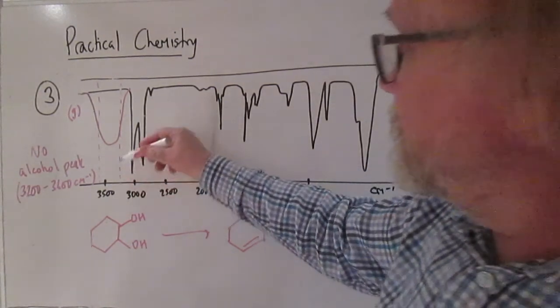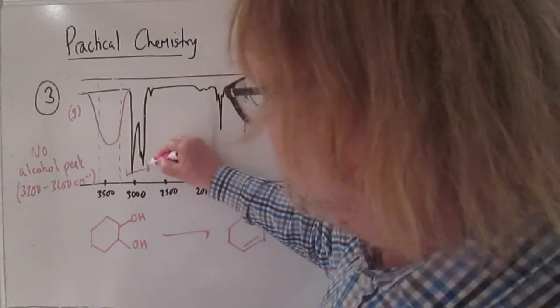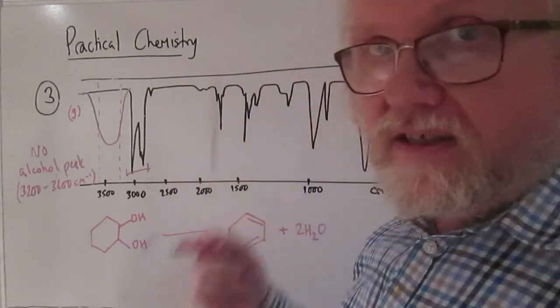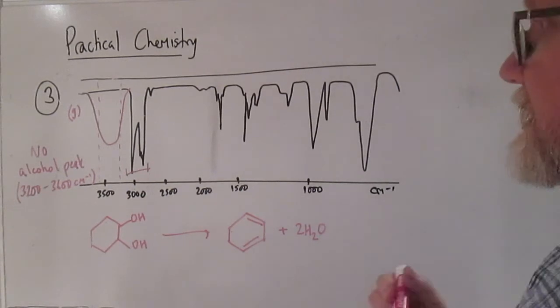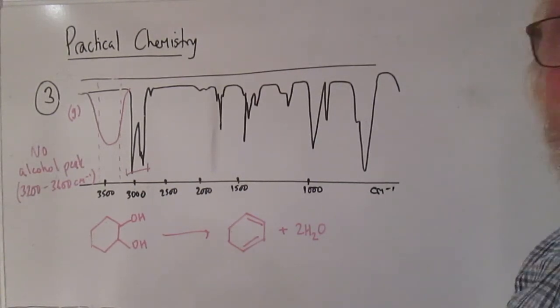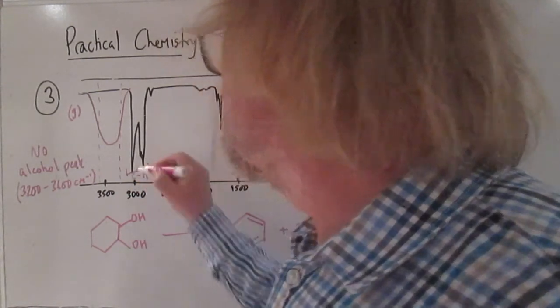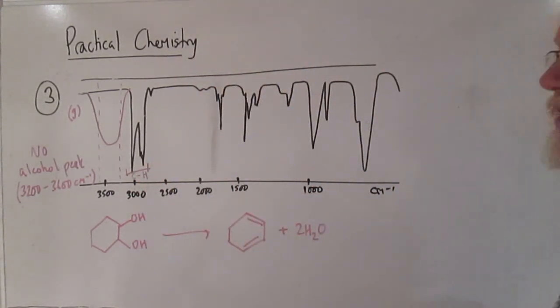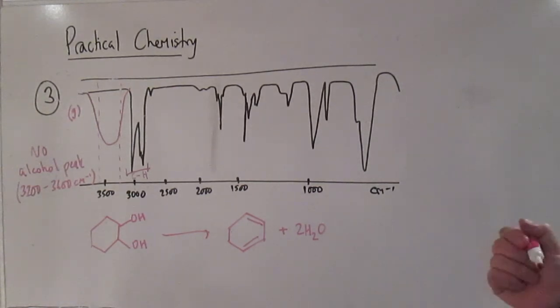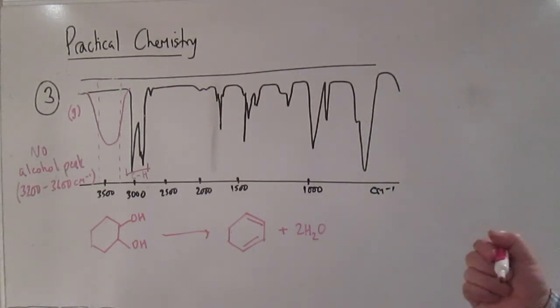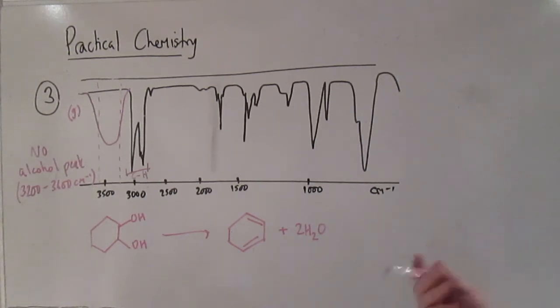Some people got confused by this, but remember that you always get a cluster of sharp peaks around 3000 wave numbers, and that's what that is. Those are the CHs. So you've really got to just look at lots of these infrared spectra so that you learn to recognize what peaks look like and don't just rely on the numbers. So those are the CH peaks, which of course you would expect to get here.